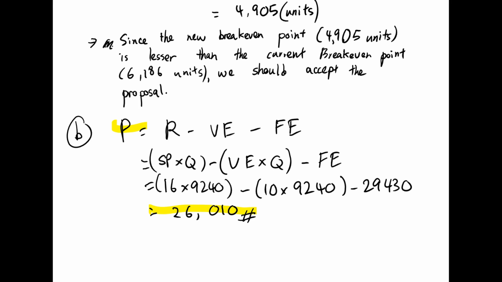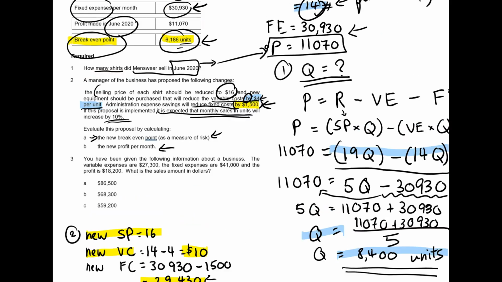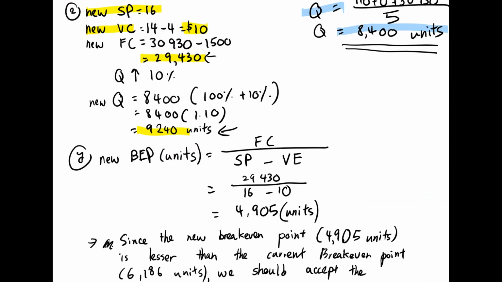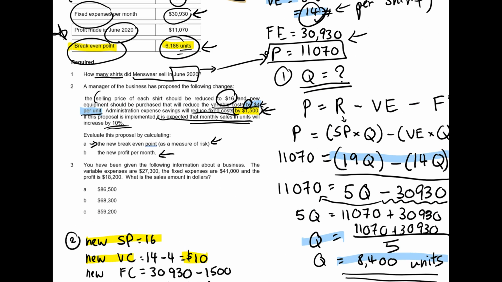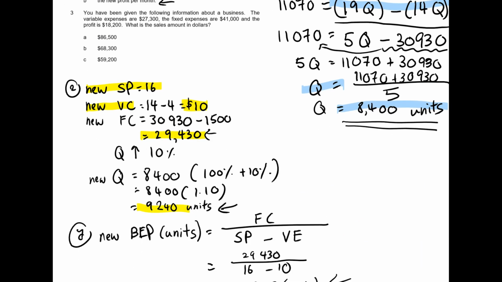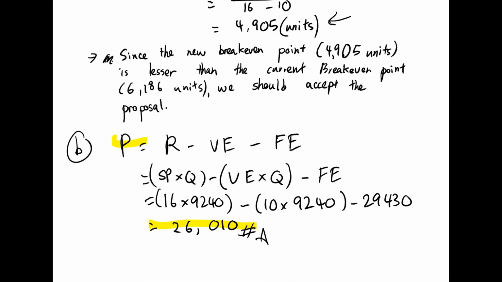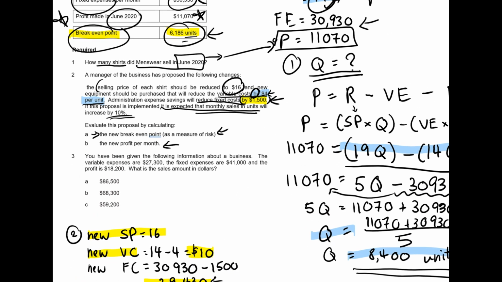Okay, so if they ask you to evaluate the whole proposal, you have to compare your old break-even point and your new break-even point, number one, and then you have to compare your old profit, which is 11,070, and your new profit, which is 26,010. So basically you need to accept this proposal because the break-even point is actually lower than the current situation and the profit is actually higher than the current situation. So yes, you should accept this offer. You should accept this proposal. Okay, so this is how you do question number 2.